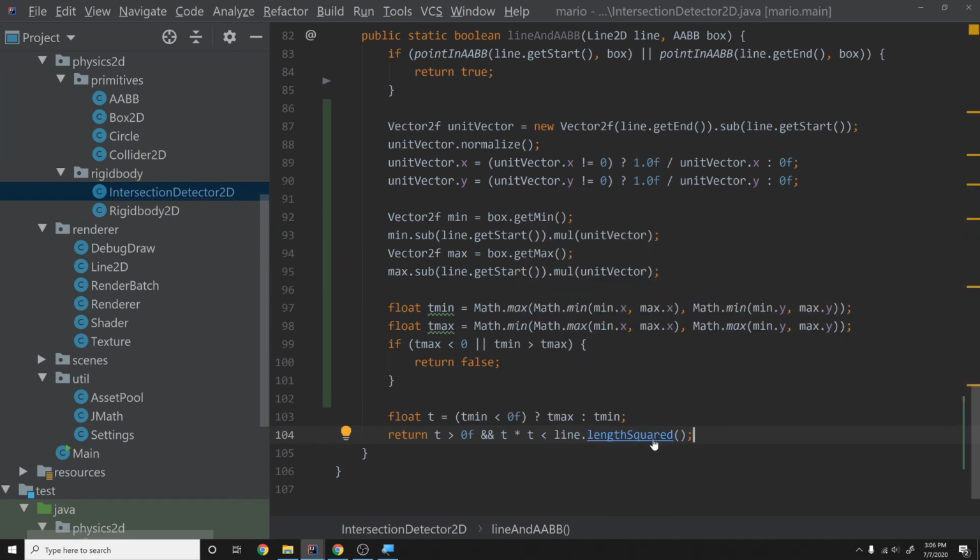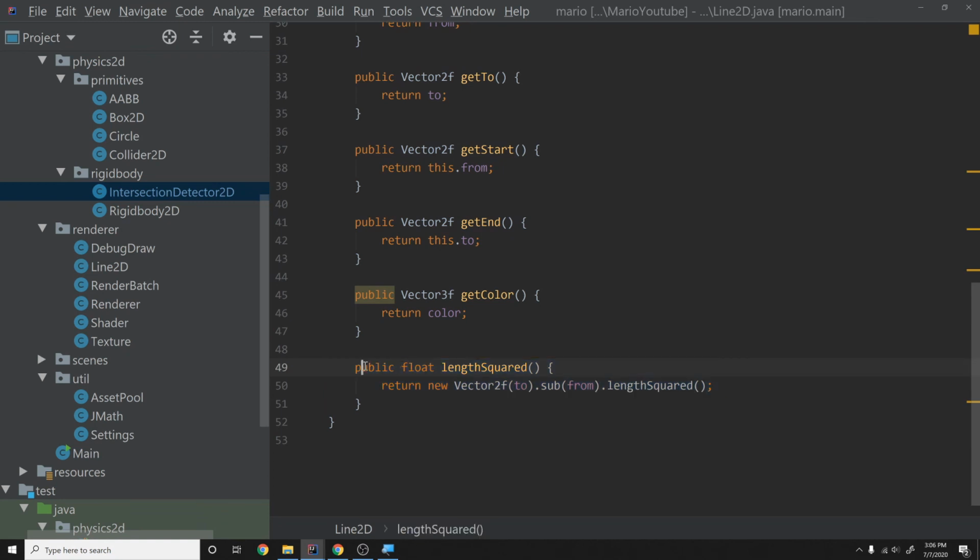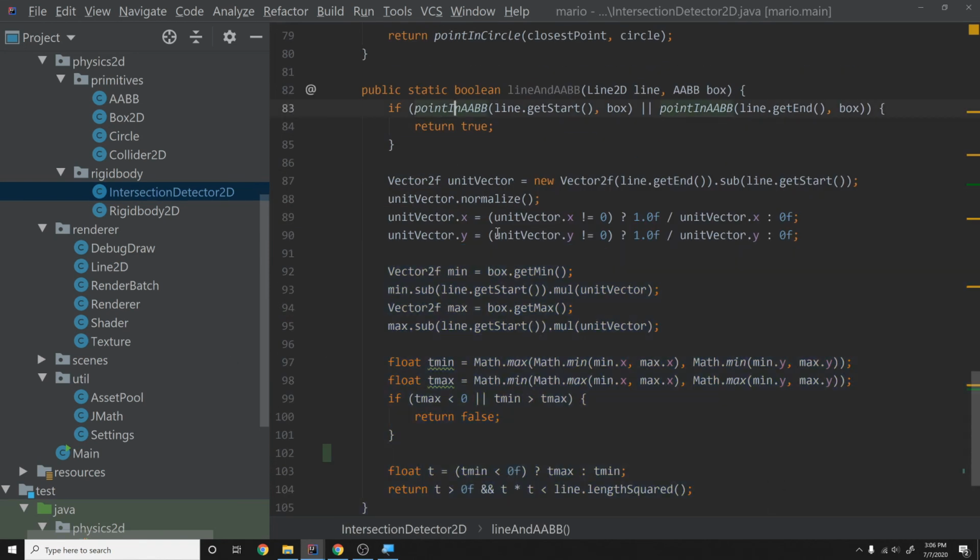And I did not show you this, but I just implemented this. Just create a public float, length squared. We create a new vector 2f, subFrom, length squared, gets us the length squared of the line. And that's it. This should be good.